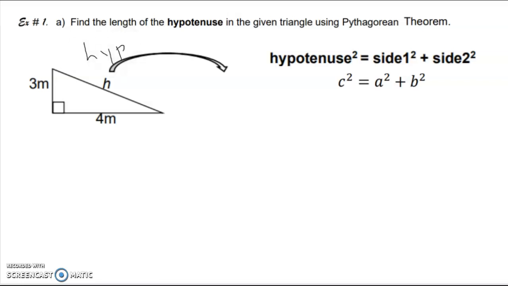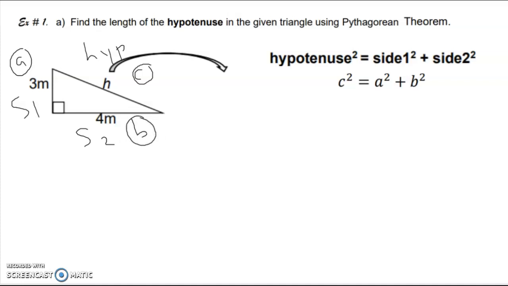Okay? Then we have the one side, we can call this side 1. And we can call this side side 2. So that's one way to name them. The other one, if you prefer the second formula, your hypotenuse is referred to as side C. I'll put a little circle around it. Okay, and then we can call this one side A, and we can call the one below side B.